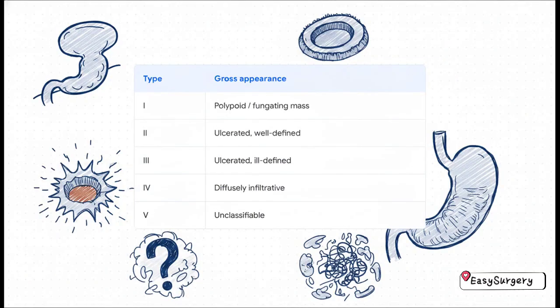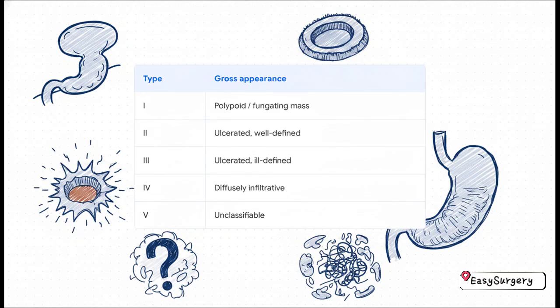All right, here's the actual system. This breakdown is your high-yield cheat sheet right here. There are 5 types, and examiners absolutely love to test your ability to tell them apart. So, starting with type 1. This one presents as a polypoid or fungating mass. Picture a distinct, bulging growth just protruding right into the stomach lumen.